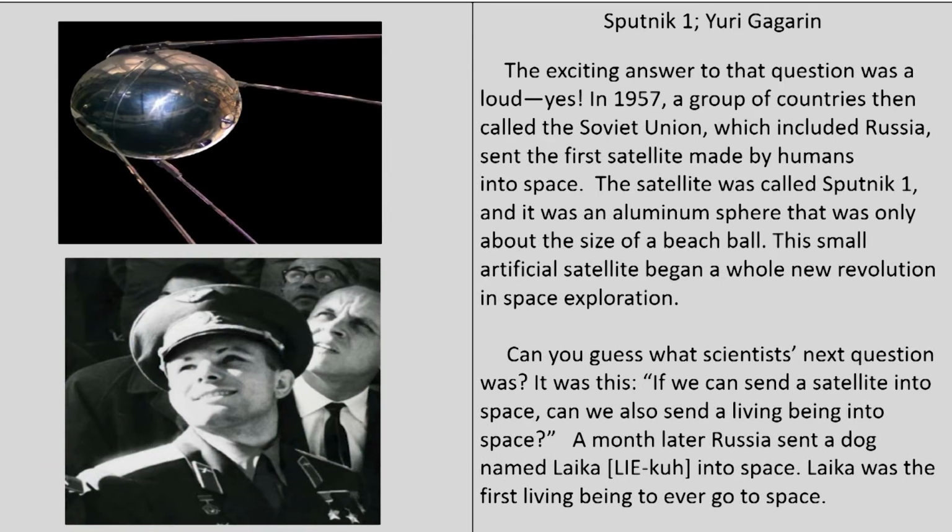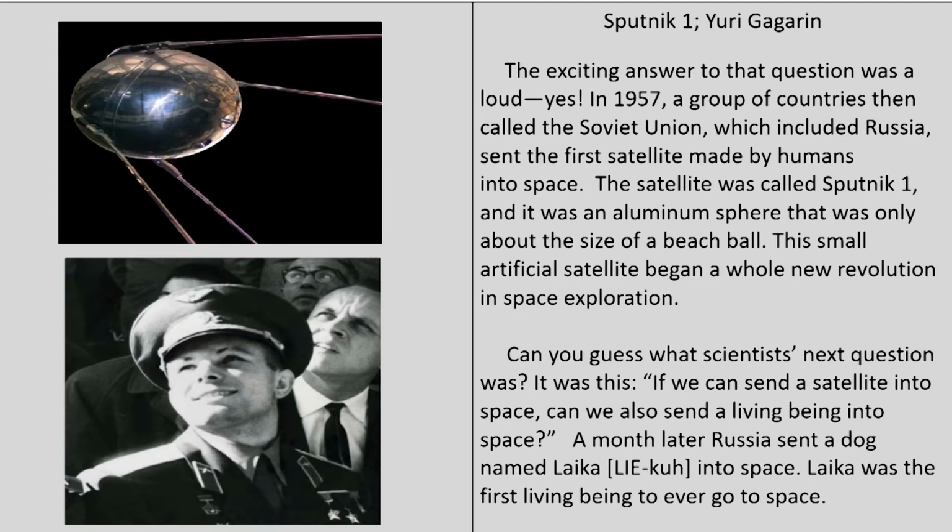The exciting answer to that question was a loud yes, and in 1957, a group of countries then called the Soviet Union, which included Russia, sent the first satellite made by humans into space. This satellite was called Sputnik 1, and it was an aluminum sphere that was only about the size of a beach ball. The small artificial satellite began a whole new revolution in space exploration.